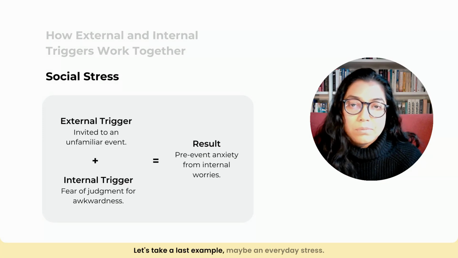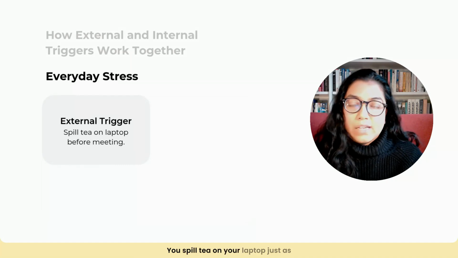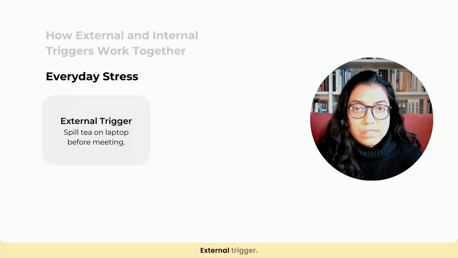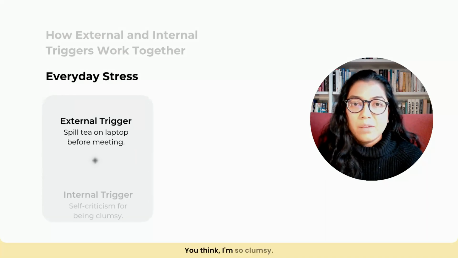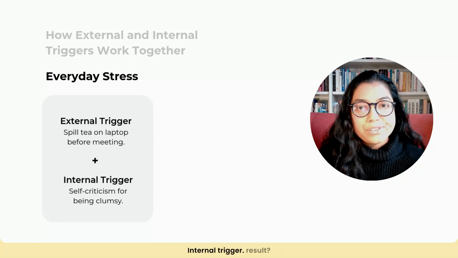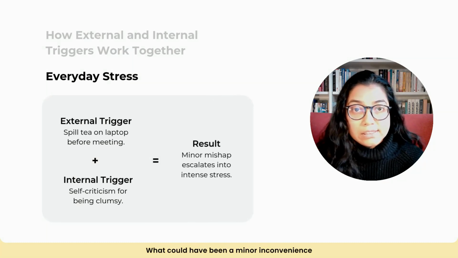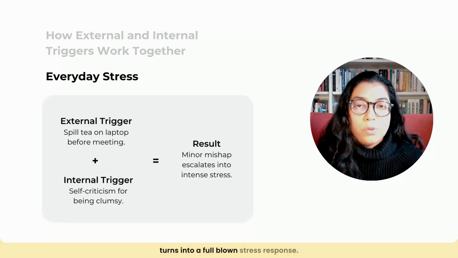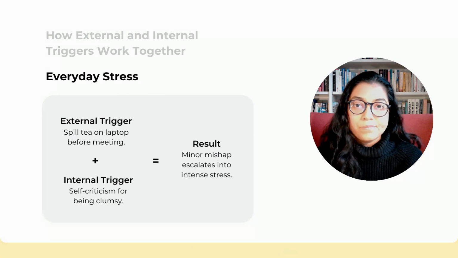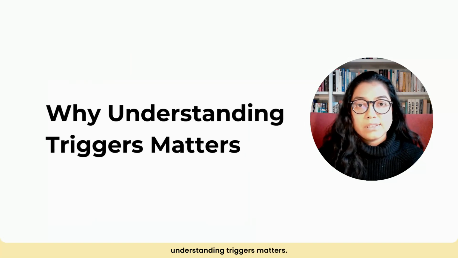Let's take a last example. Maybe an everyday stress. You spill tea on your laptop just as you're about to join an online meeting. External trigger. You think, I'm so clumsy. Why can't I get my life together? Internal trigger. Result, what could have been a minor inconvenience turns into a full blown stress response because of how you interpret it. Now let's understand why understanding triggers matters.